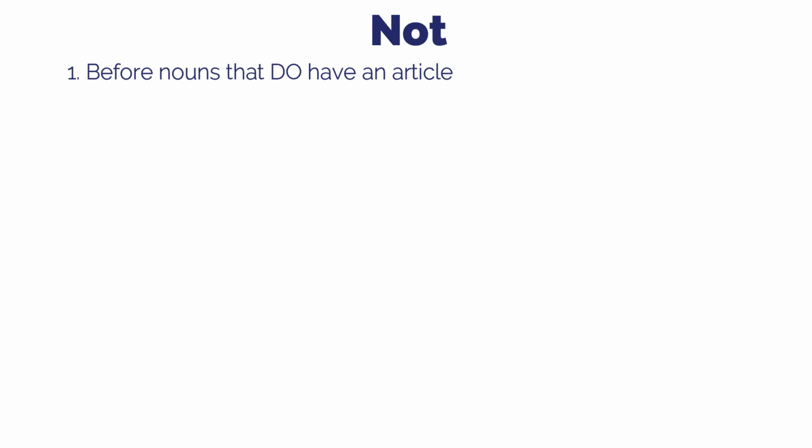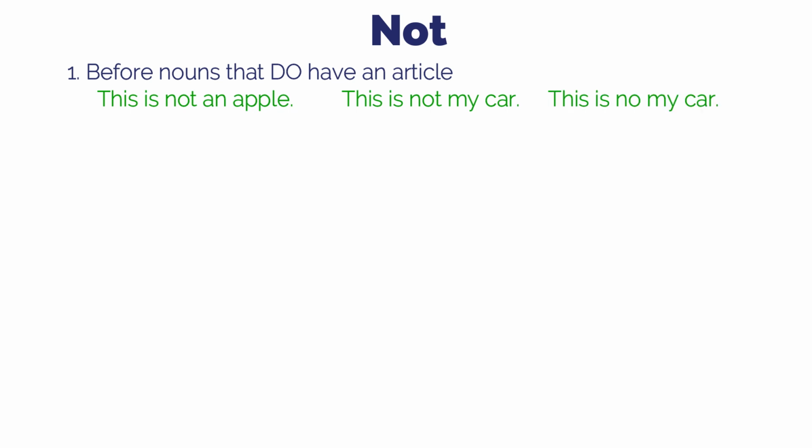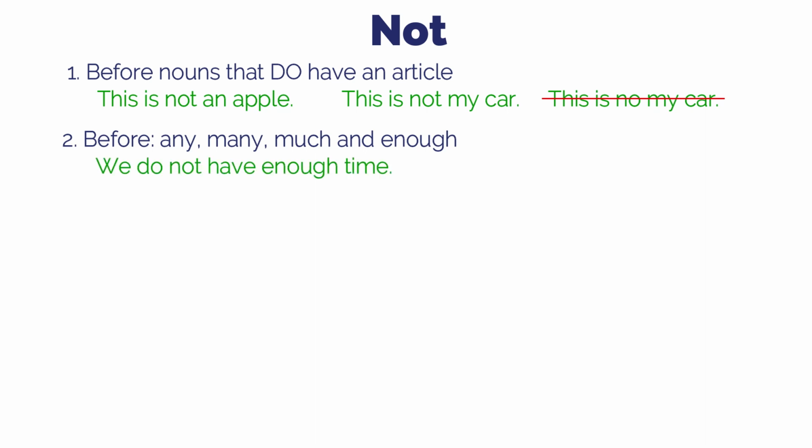For example, this is not an apple. So this means we would also say, this is not my car. Be careful. I have definitely heard students say, this is no my car, which is wrong. As I said earlier, we use not before any, many, much, and enough. For example, we do not have enough time.